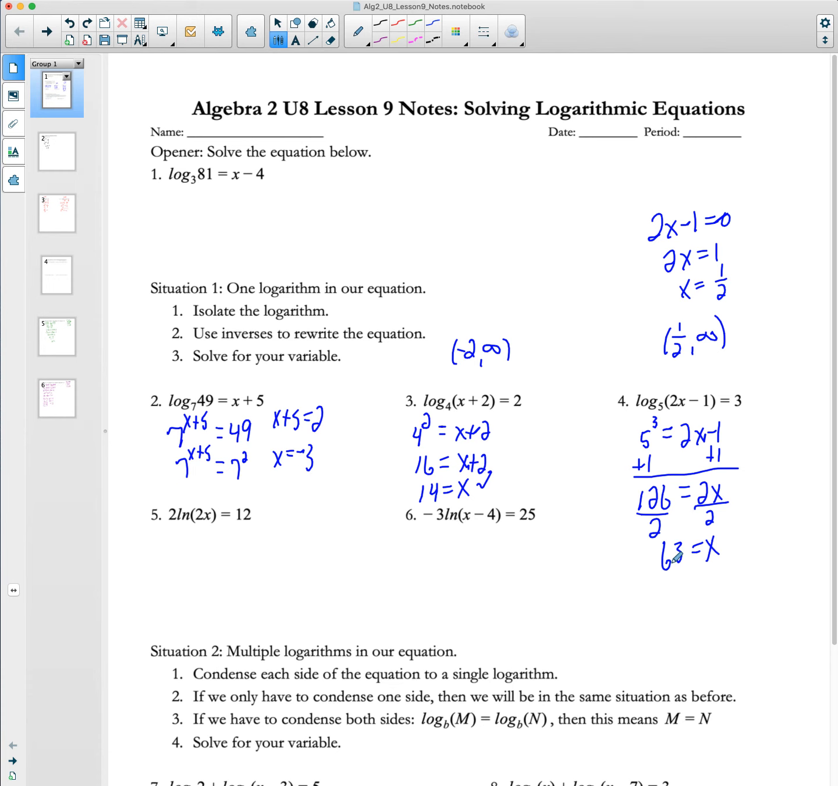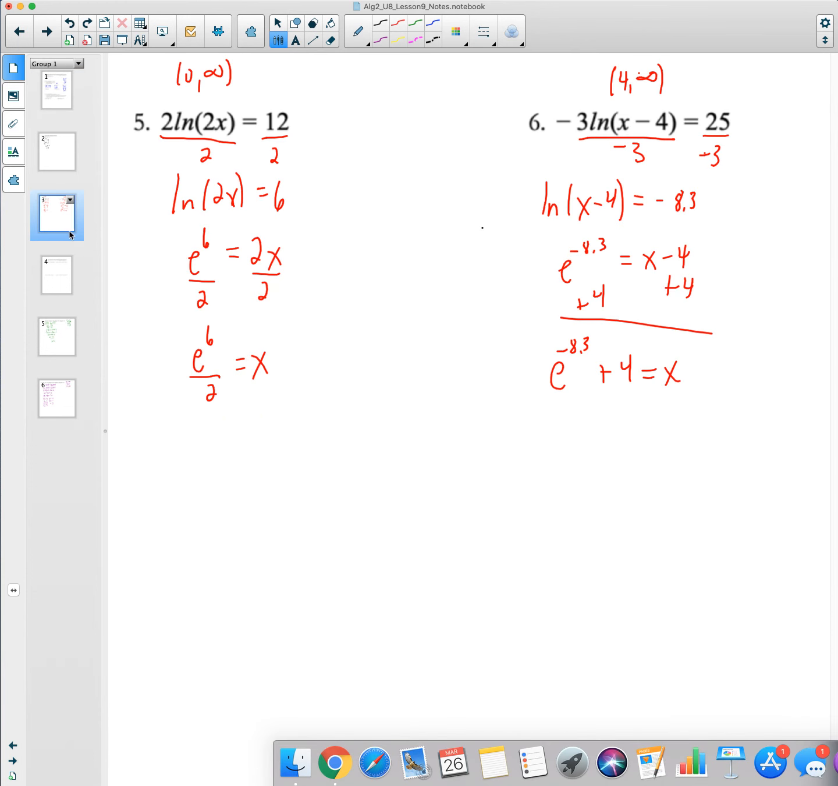All right, so what I would like is for you to try problems 5 and 6 there. Remember, start with that working domain, write that down. That way you'll have it in front of you. All right, so let's see how you did. I worked 5 and 6 over here on the side.